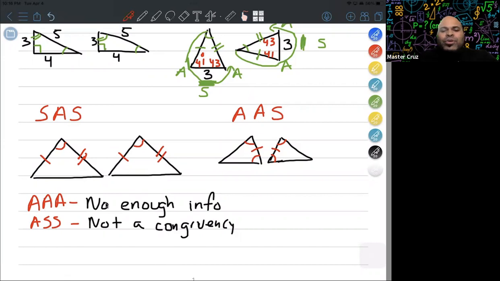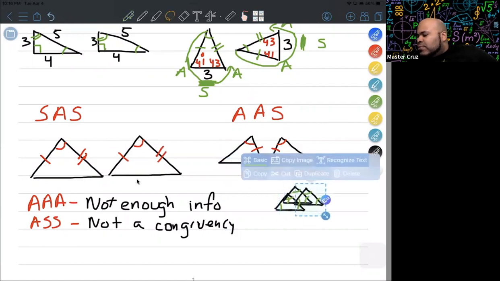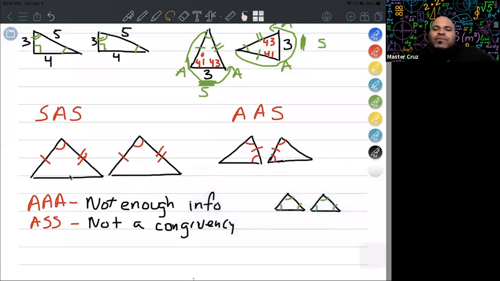It's important to notice that if you have angle, angle, angle, there's not enough information to know. If I give you something like this and I say, by the way, these are all the same, and I duplicate this and give you two of them, then no, we don't know if they're congruent or not, because I could have the same angles but a bigger triangle. They still have the same angles, but it's a bigger triangle. So angle, angle, angle is not enough. There's not enough information.